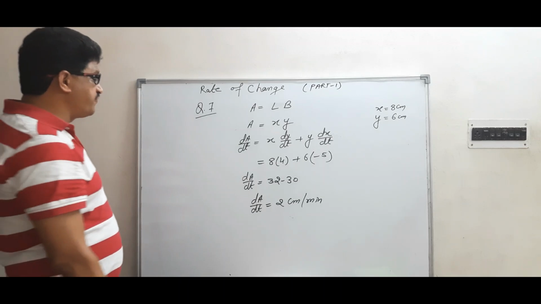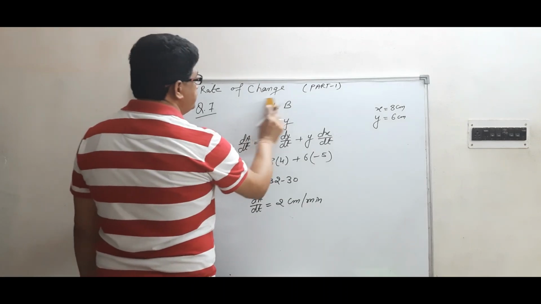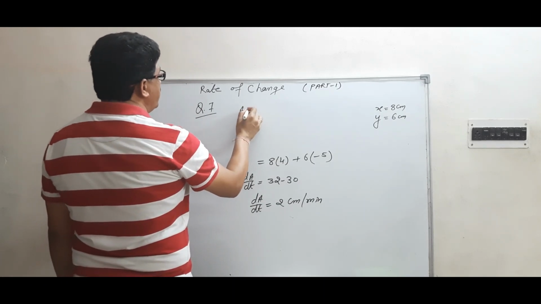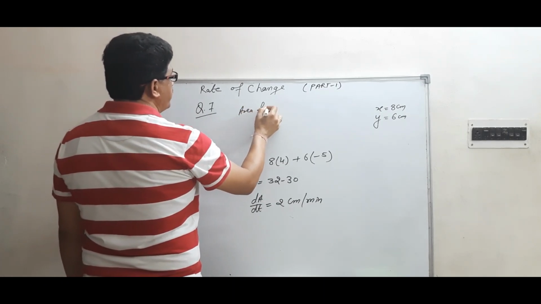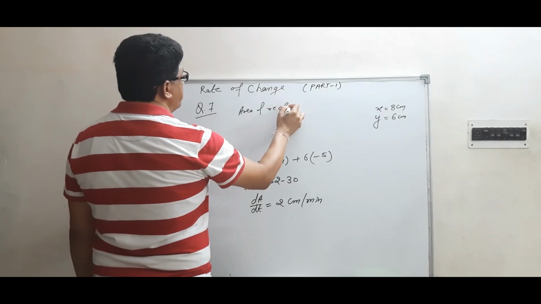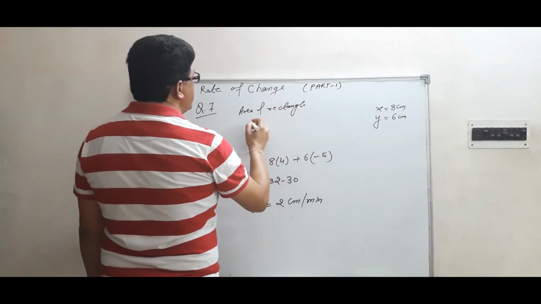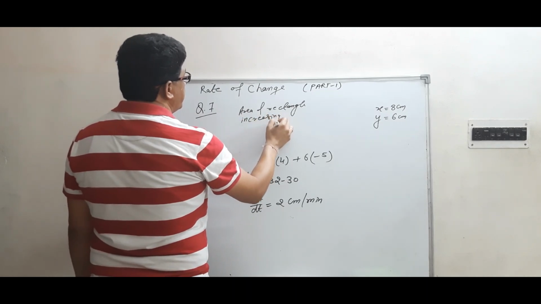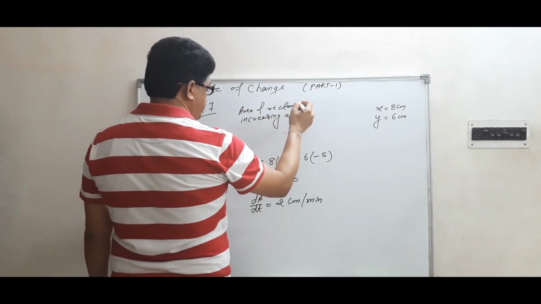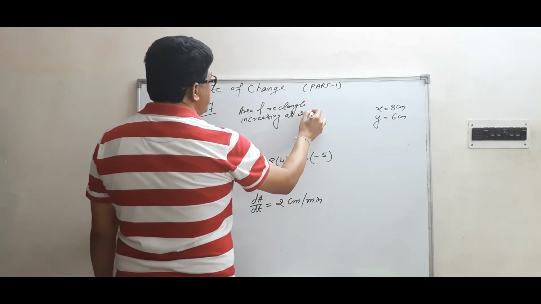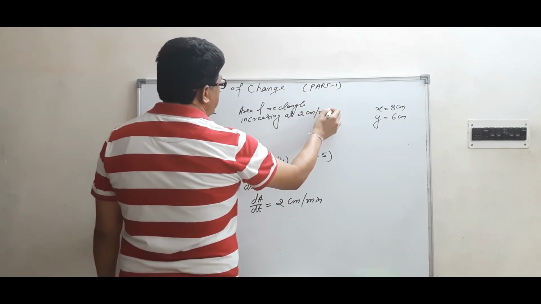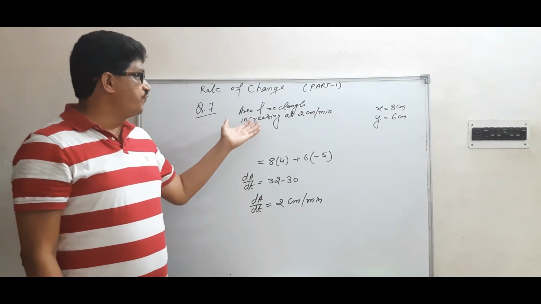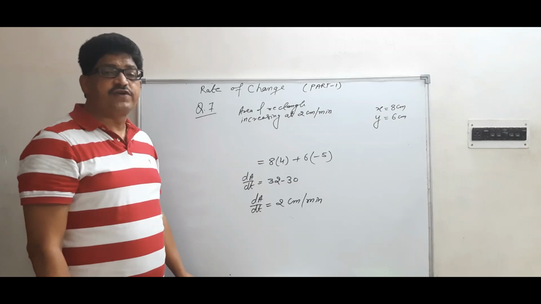It means the area of the rectangle is increasing at 2 centimeter per minute. So in this way you can find the change in area of a rectangle.